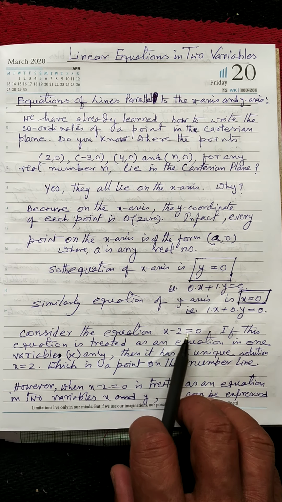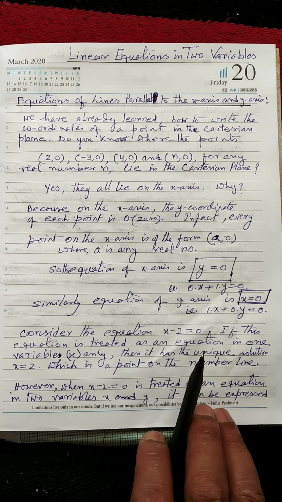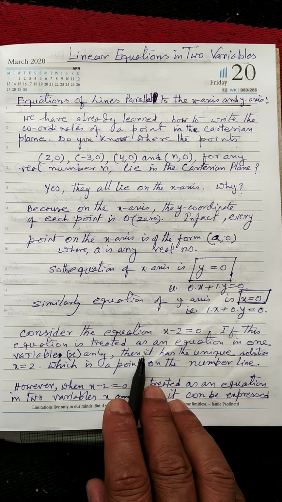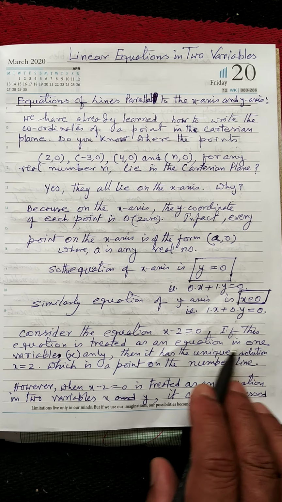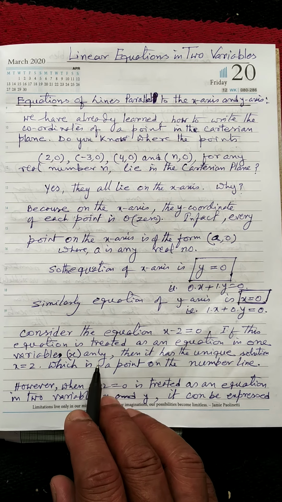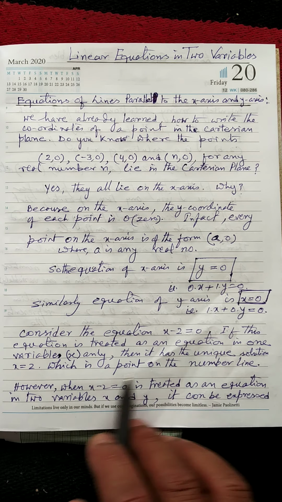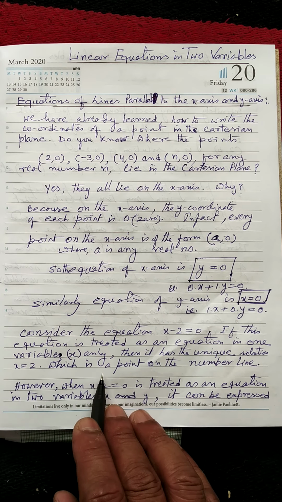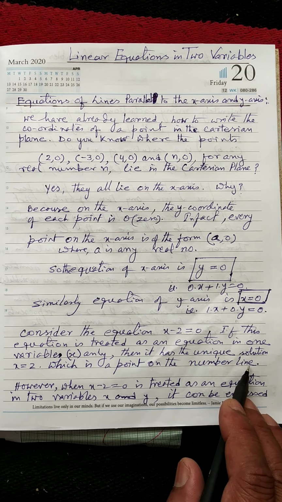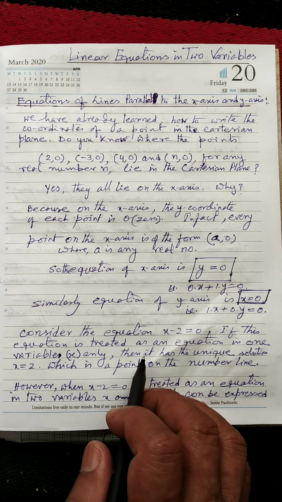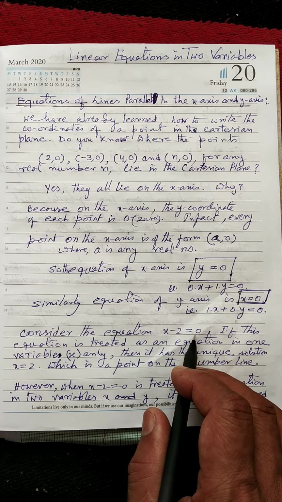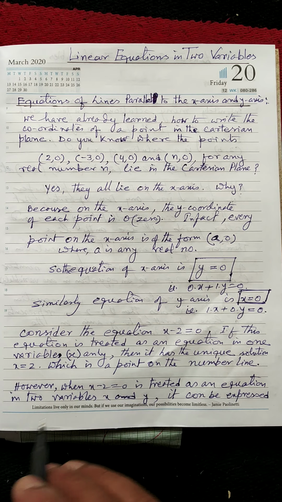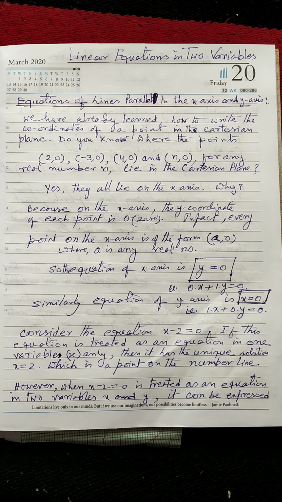Consider the equation x minus 2 equal to 0. If this equation is treated as an equation in one variable x only, then it has the unique solution: x minus 2 is equal to 0, so x equal to 2, which is a point on the number line. If we draw the geometrical representation of x minus 2 equal to 0 in one variable, we get x equal to 2 as a point on the number line.